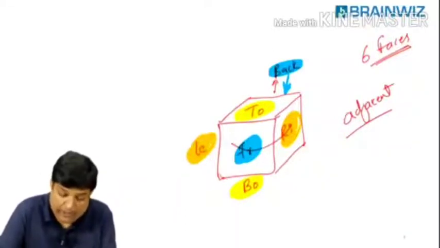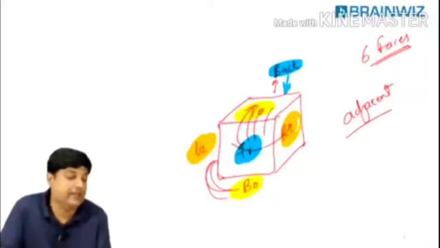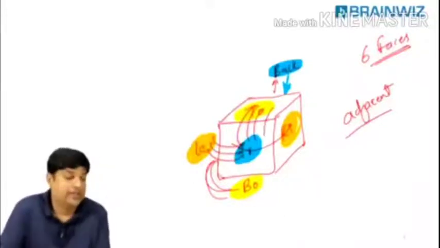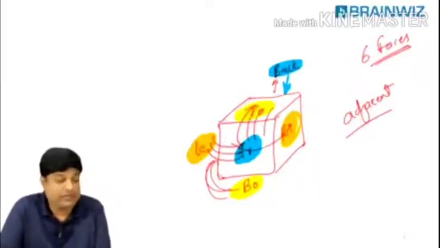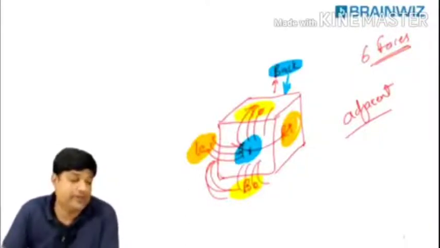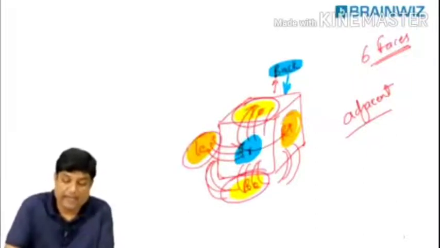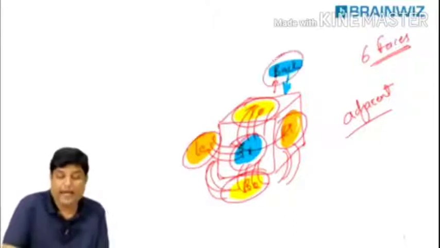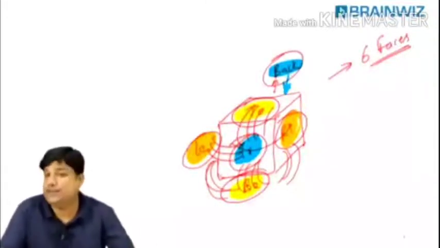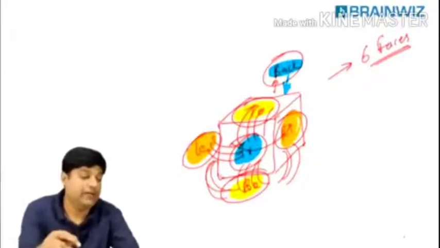Left and bottom, very good. Left and bottom are adjacent. Top and front are also adjacent, very good. Front and left are also adjacent. Front and bottom is also adjacent, very good. But top and bottom are opposites. Left and right, opposites. Front and back, opposites. So there are 6 faces. In the 6 faces, few are adjacent faces, few are opposite faces.